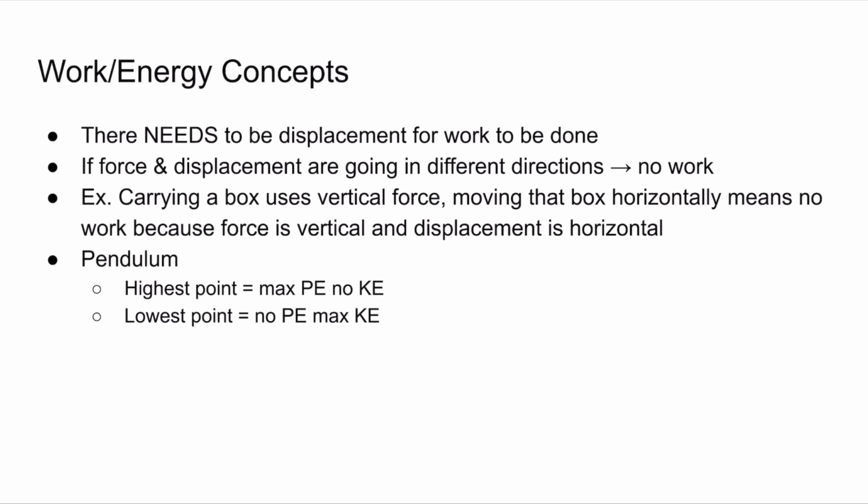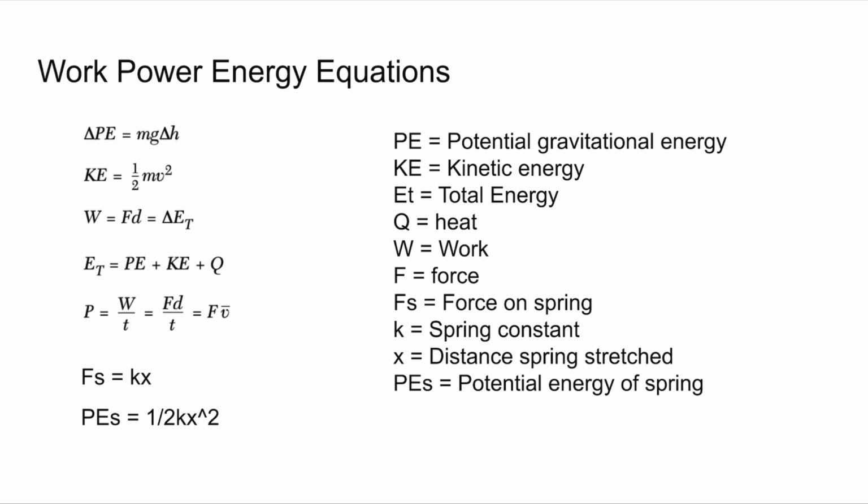Let's also quickly review pendulums. So a pendulum is the little swinging thing, and when a pendulum is at its highest point, potential energy is at its max, while there is zero kinetic energy. It's the opposite when the pendulum is at its lowest, as there will be no potential energy and max kinetic energy. And these are the equations that you need to know, and they're all in the reference table.